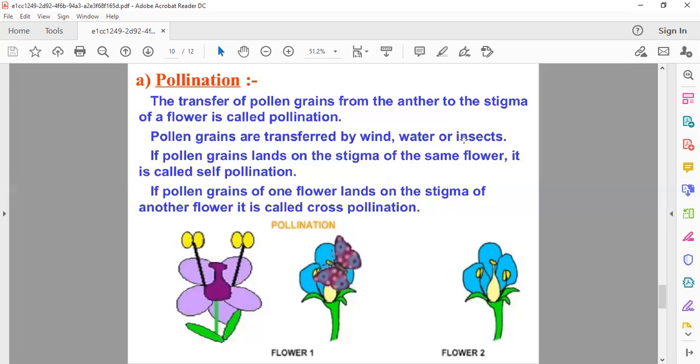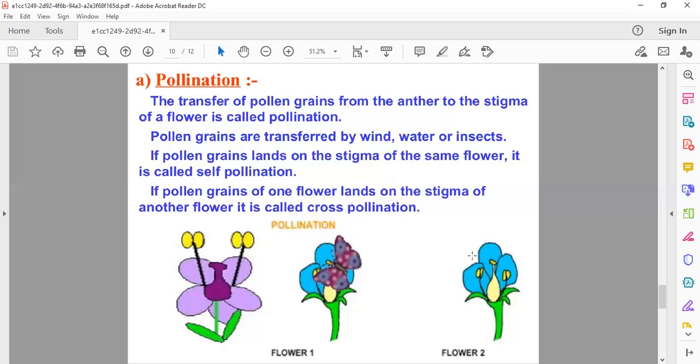I hope it's clear to you, and I can show you with the help of a diagram. See, here is a picture of a flower. This is the female stigma, the female part of the flower, and this is the anther. This is present in the same flower. If the anther transfers pollen to the stigma of the same flower, then it is self pollination. On the other hand, if the pollen is transferred from one flower to the stigma of another flower, like here from this anther to the second flower, then it is known as cross pollination.